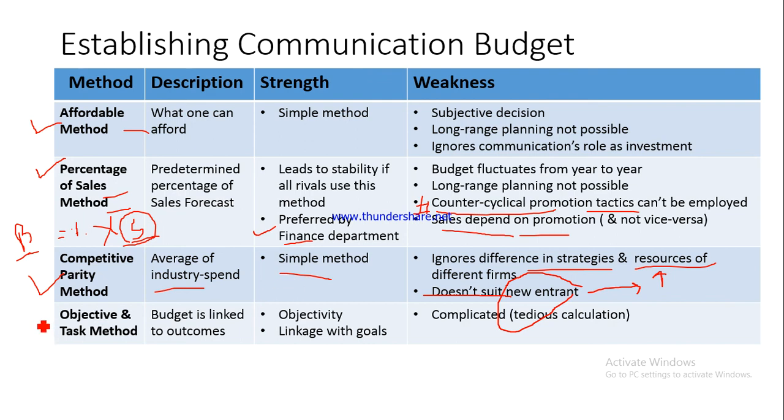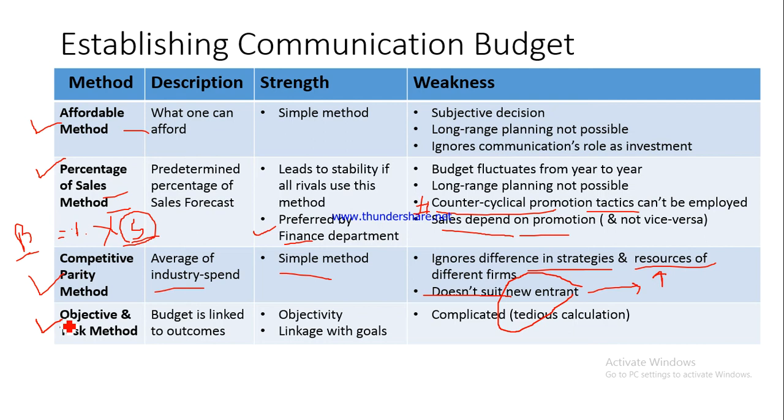Now let's talk about the objective and task method. Now what do we mean by objective and task method? Please understand, we determine what our objectives are, what we want to achieve through our communication campaigns, right? And to achieve those objectives, what are the tasks that we have to undertake, right? And to undertake those tasks, how much money we will have to spend. So this is how in this particular method we decide our communication budget.